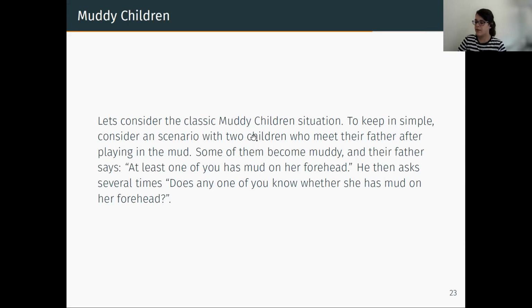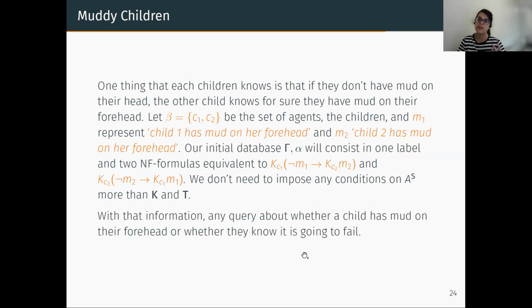So while I was trying to think about how to use this system to model this situation, because this whole system is constructed in an implicational language, I was trying to think about how to put the information the children have in this implicational approach. So one of the things that each child knows is that if they don't have mud on their head, the other child knows for sure that they have mud on their forehead. Why? Because we are assuming that the father always tells the truth, and the father has said that some of you have mud on your forehead.